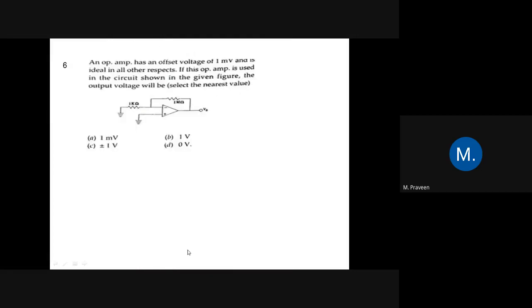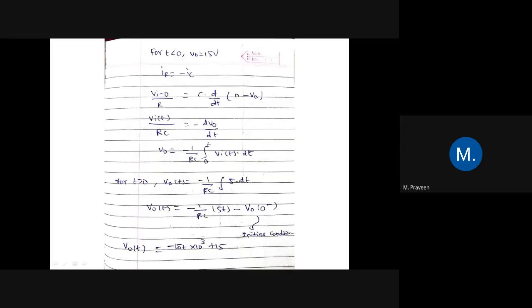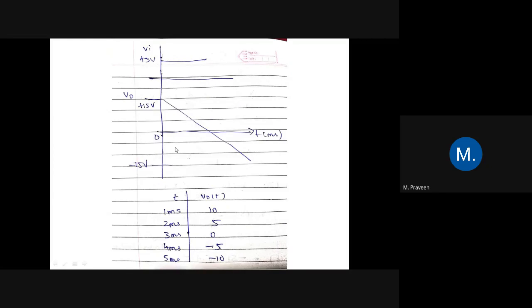So you are going to substitute the value here for various values of t. And after getting all the values of t, then we have to plot the graph. So here in the x-axis, we have the time period. In the y-axis, we have to plot the output voltage as well as the input voltage.